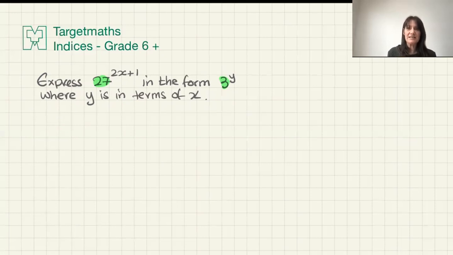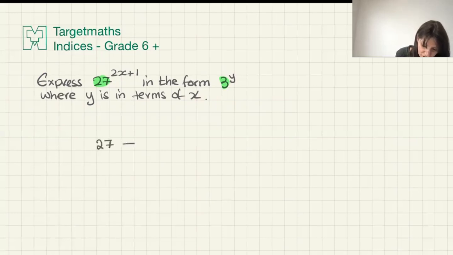This sounds more complicated because of the terminology as well. You're expressing 27 to the power of 2x plus 1 in the form of 3 to the power y, where y is in terms of x. All of that can sometimes be a bit too much to take in one go. What they're really trying to do here is say that y is just a representation of something similar to this. Once you have completed this, your y will actually look like a piece of algebra with an x in it. So let's take a look at the base numbers first of all.